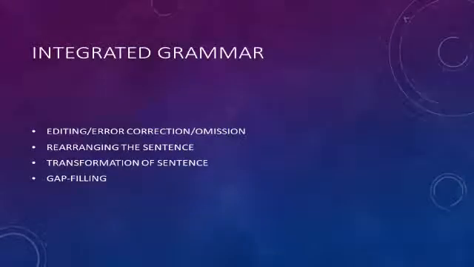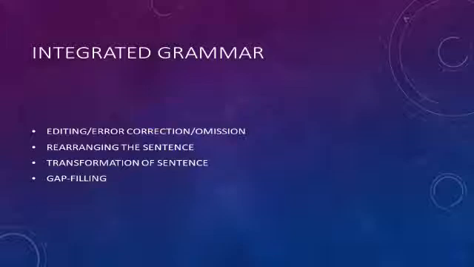Integrated grammar is nothing but creative expressions. This integrated grammar is divided into 4 parts: editing, error correction or omission, rearranging the sentence, transformation of sentence and gap filling. So this is to test your knowledge of passive voice, reported speech, articles and the other determiners like modals, tense, etc. So in rearranging the sentence, the phrases will be in jumbled form and you have to look at the jumbled phrases, understand the meaning and you have to put the sentence in proper order.